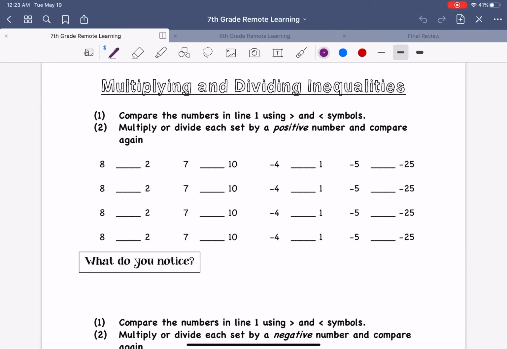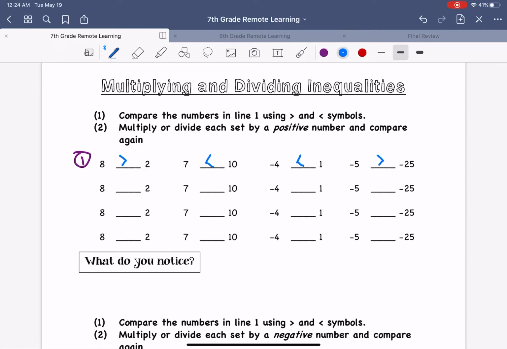Line 1 says compare the numbers in line 1 using greater than and less than symbols. So by line 1, we're talking about all of the numbers here across. So let's go through and we'll do that. We've got 8 and 2. 8 is greater than 2. 7 is less than 10. Negative 4 is less than 1. And negative 5 is greater than negative 25.